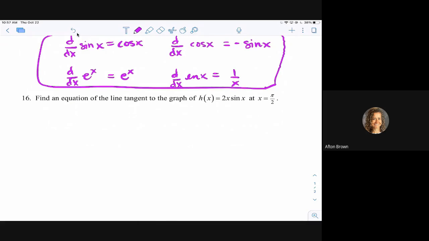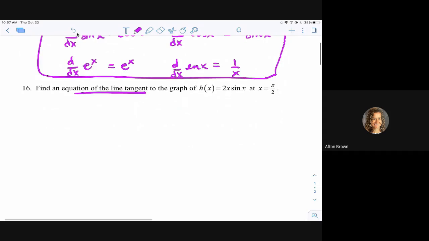All right, so they want us to find an equation of a line tangent to this function at x equals pi halves. Your quiz from last week, question 4, was the same type of problem. You were asked to find the equation of a line tangent at an x value. We always need 2 things to write the equation of a tangent line. What 2 things do you need? Of any line. Slope, good.